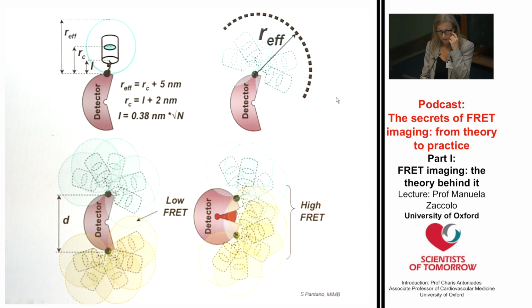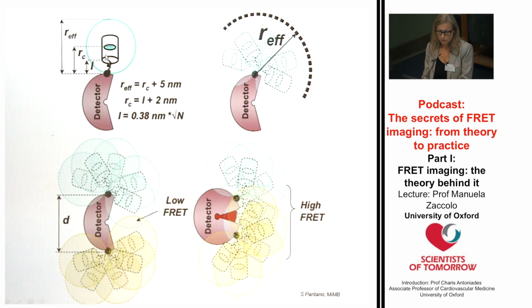To summarize, in designing a new reporter, there are basically two key aspects that one must consider. One is that the detector part of the sensor needs to undergo a significant conformational change on binding of the molecule that you want to detect, or a significant conformational change when this domain forms or comes in contact with another protein domain if you're measuring protein-protein interaction.